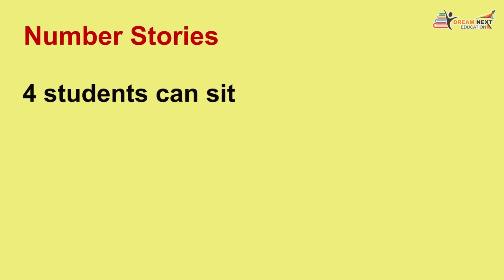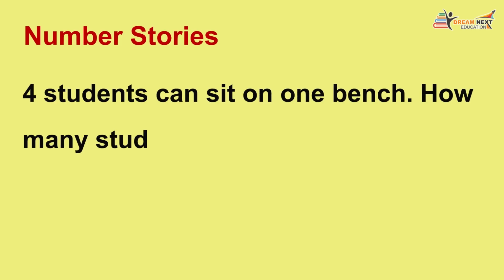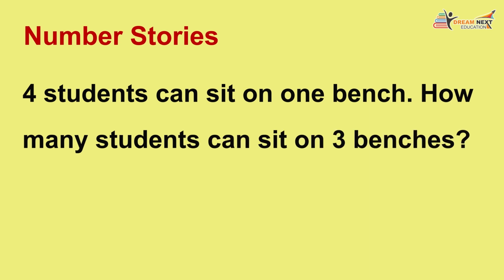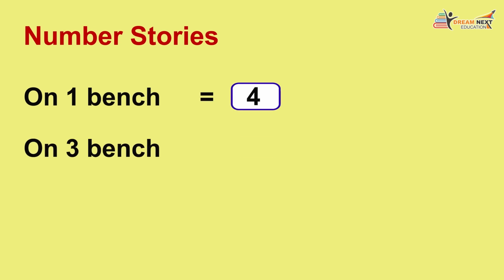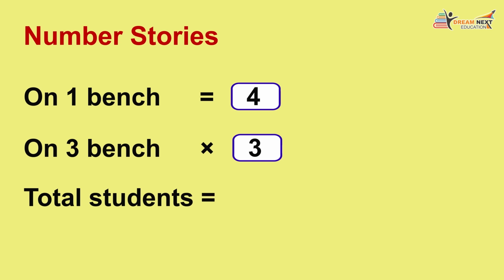4 students can sit on 1 bench. How many students can sit on 3 benches? 4 plus 4 plus 4 is equal to? On 1 bench is equal to 4. On 3 benches, multiply by 3. Total students is equal to 12.